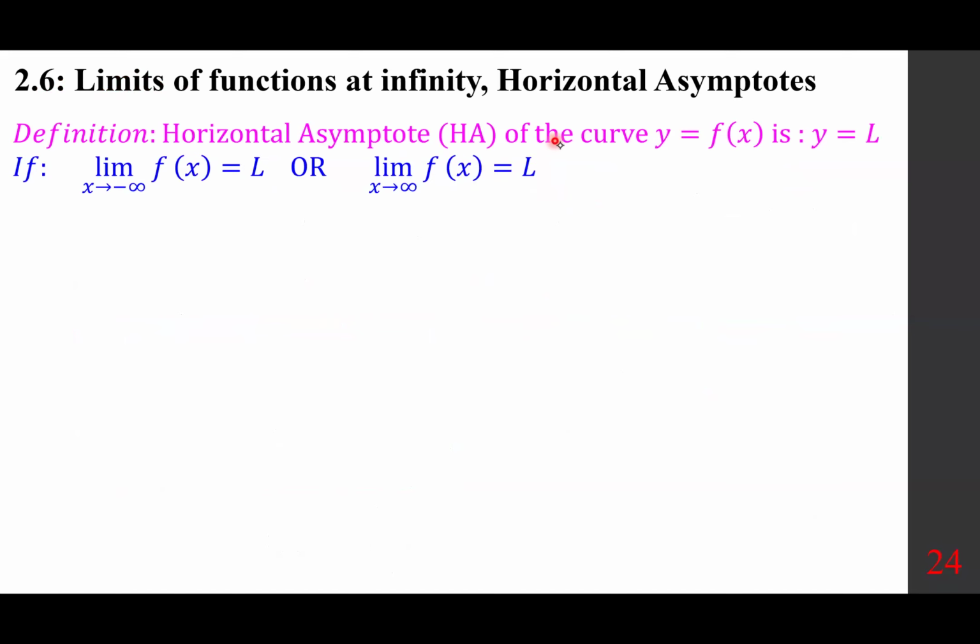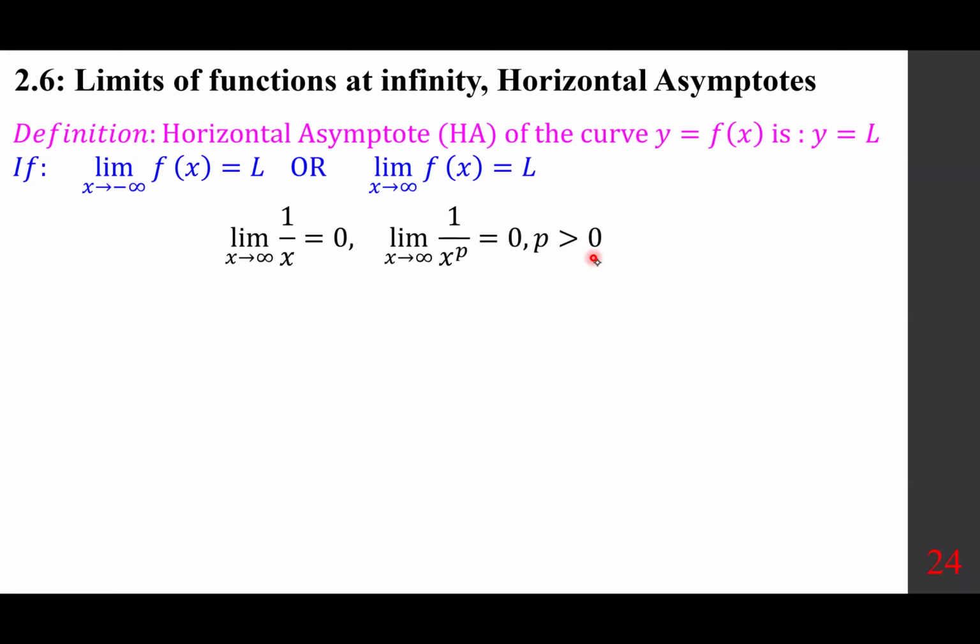Horizontal asymptotes, HA of the curve y equals f of x has the equation y equals L if the limit of f of x as x approaches minus infinity is L, or the limit of f of x as x approaches positive infinity is L. And so, for example, the limit of the function 1 over x as x approaches infinity is 0. And the limit of 1 over x to the power of p as x approaches infinity is 0 when p is larger than 0.